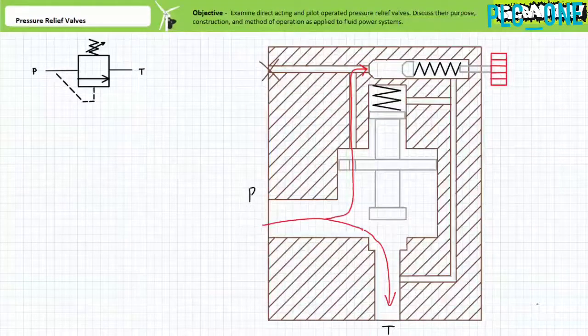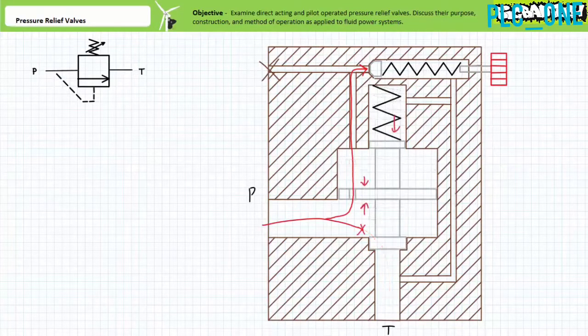When pressure is dropped to the reset value, the bias spring reseats the pilot dart, pressure on both sides of the spool equalizes, and the light bias spring on the main spool ensures the primary passage remains sealed. The pressure relief valve is back in the deactivated closed state.